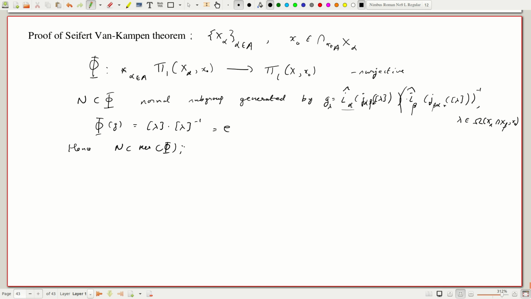Okay, and what we need is that we have, let's call it phi bar, the quotient map. The quotient map is going to be from the free product over alpha in A of pi_1 of X alpha, X0, divided by N, into pi_1 of X, X0. And what we want to show is that this is an isomorphism. Namely, we already know it's surjective, so if two elements go to the same element, they are the same.